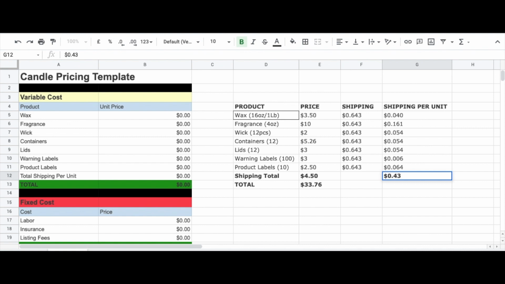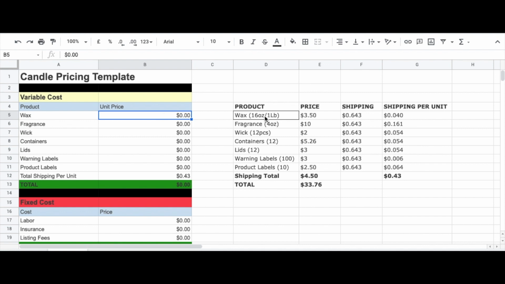So if yours doesn't add up to 0.43, please go back, start over and redo it, because I have done this over and over again and it amounts to 0.43. Now we're going to input that here as our shipping per unit. And then we'll begin calculating the product per unit price.